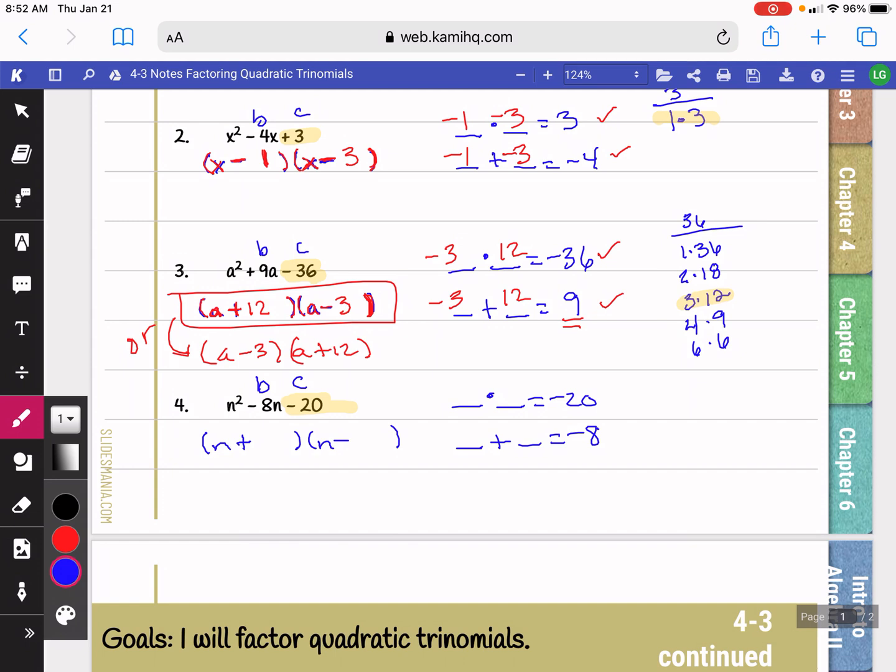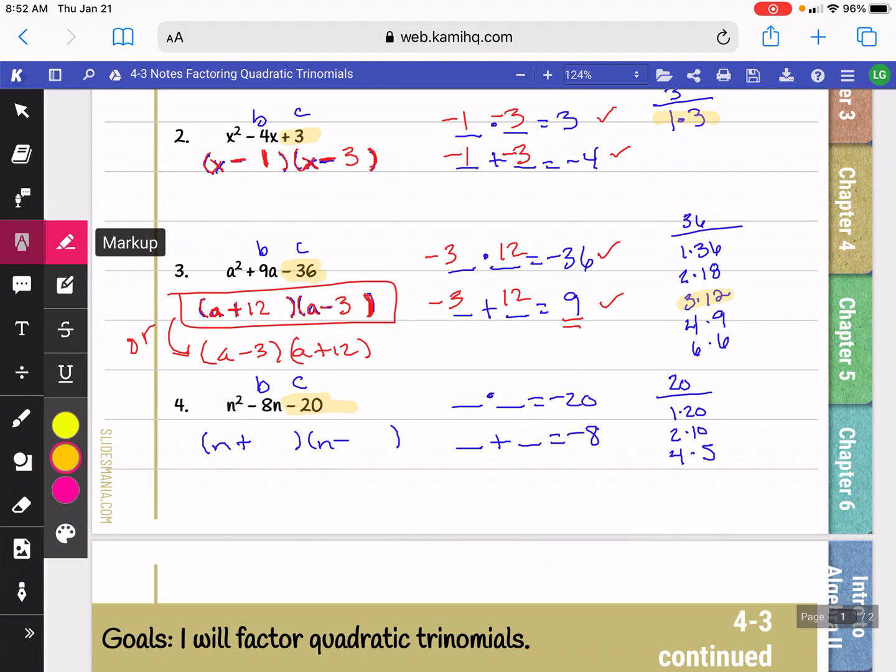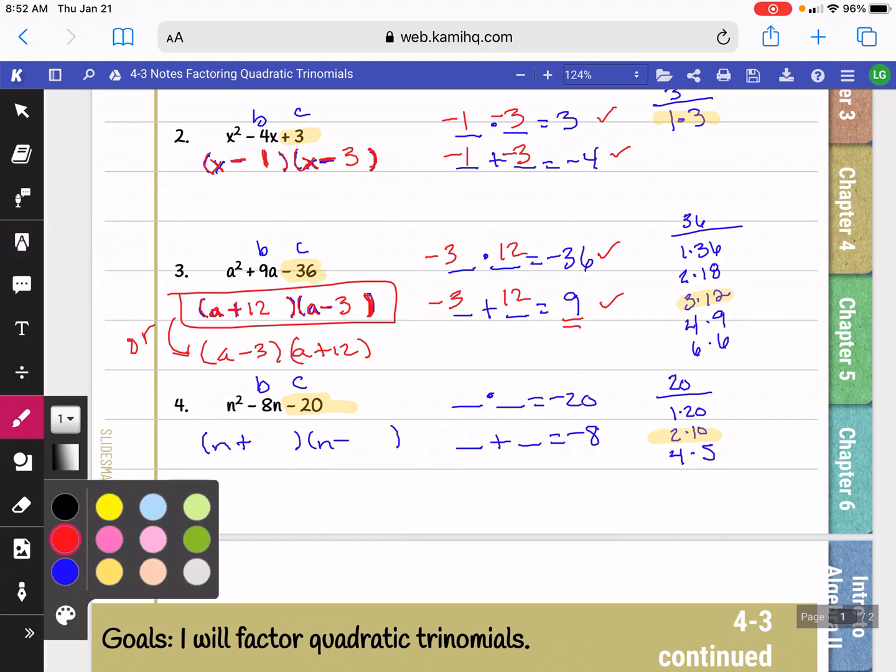Now I'm going to make a list of values that multiply to that C. Don't worry about the negative right now. So a list of numbers that multiplies to 20. I can start with 1 and 20, 2 and 10, and then 4 and 5. And I want to see which of these I can either add or subtract to get 8. Well, if you look at 2 and 10, if you add them, you get 12, so that wouldn't work. But if you subtract them, you get 8, so that does work. So I'm going to fill in 2 and 10 in my blanks.